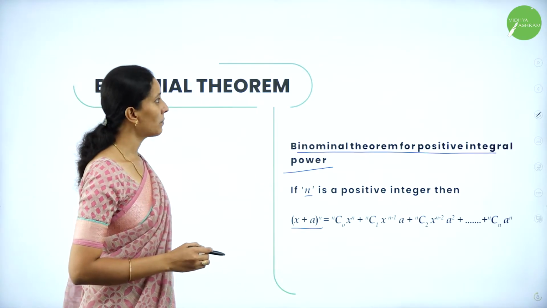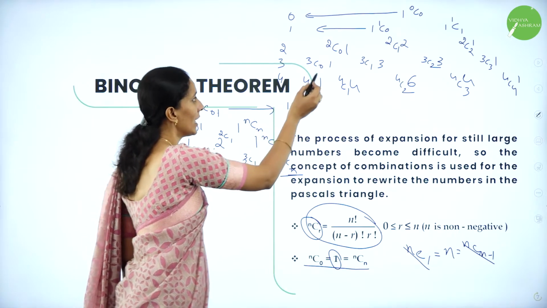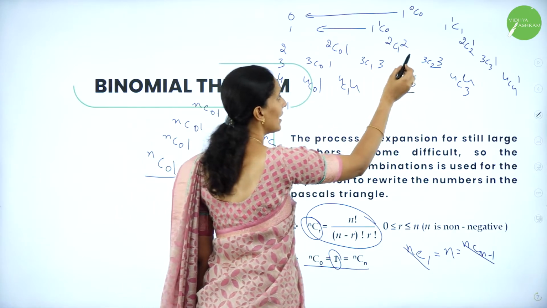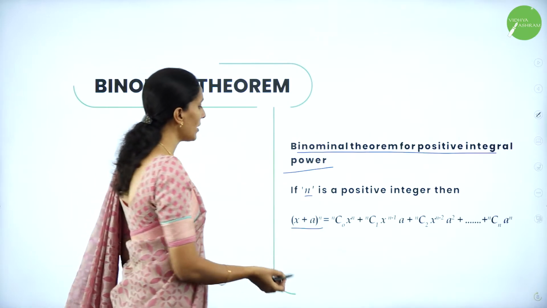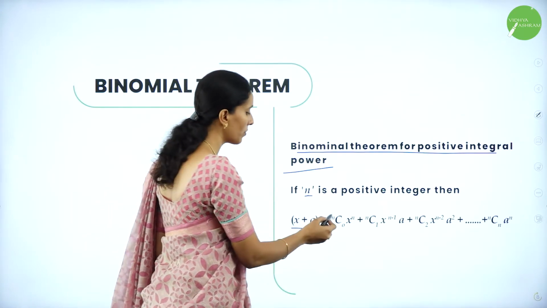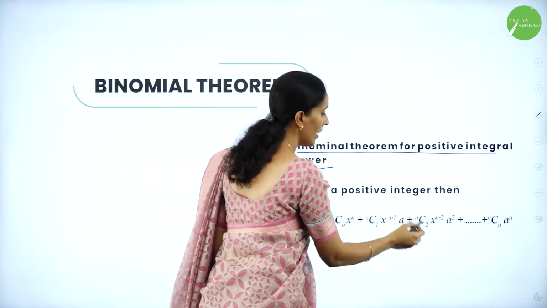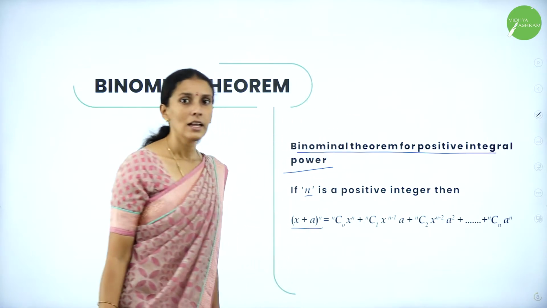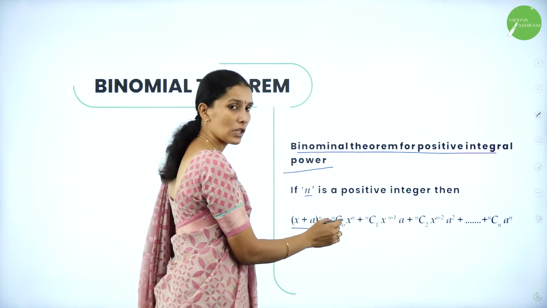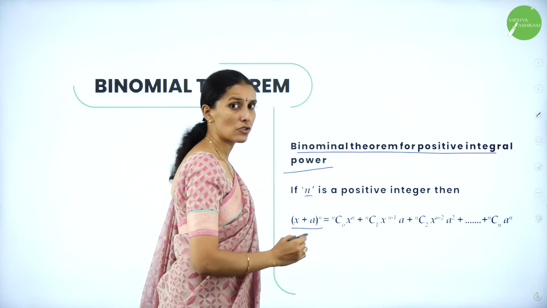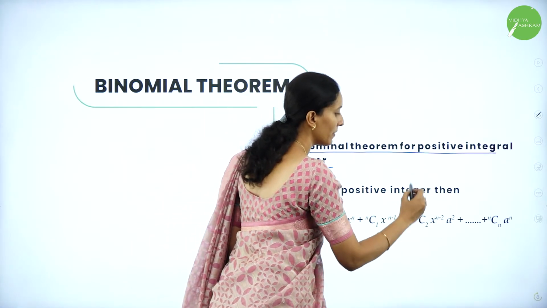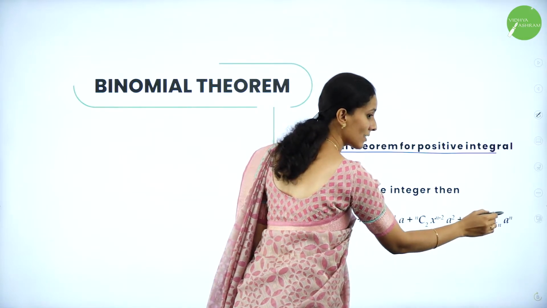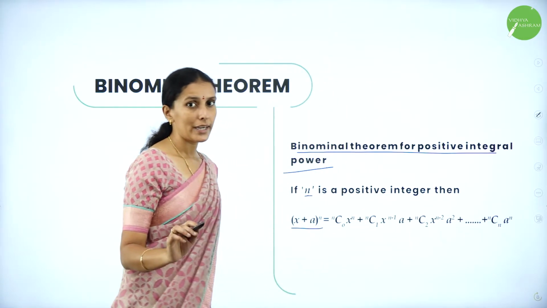As I said previously, when you have 3, it is 3C0, 3C1, 3C2, 3C3. That is the last term. So when you have power n, then it should be NC0, NC1, NC2 and NCN in the last term. And use the knowledge of decreasing powers of x. X power n, x power n minus 1, x power n minus 2 and here it is x power 0, but no need to write x power 0.